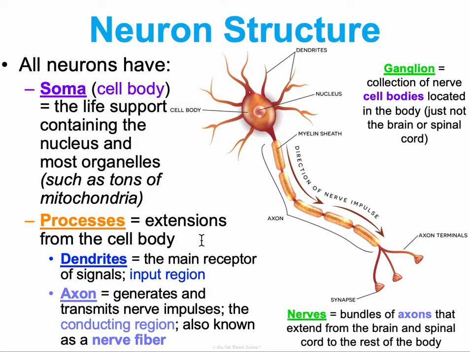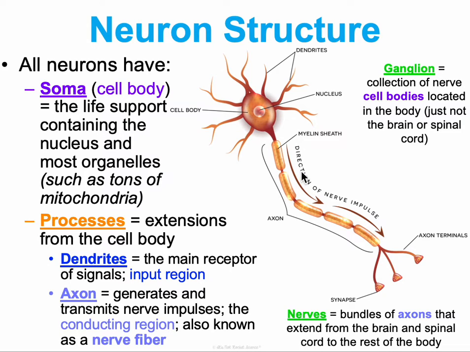The next super important term that you're going to need to know is the processes, which are extensions from this main cell body right here. We have two main processes to talk about. The first is the dendrites. Those look like little tentacles or roots coming off of the cell body. Those are the main receptor of signals, so we can call that the input region as well. That's where the signals are going into.